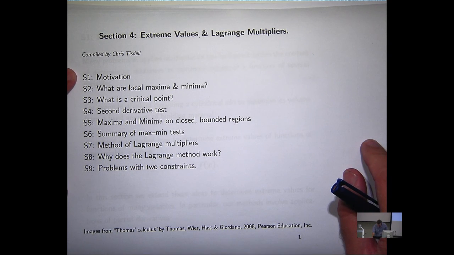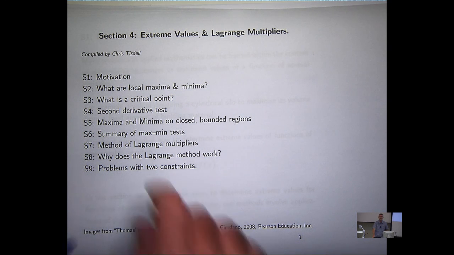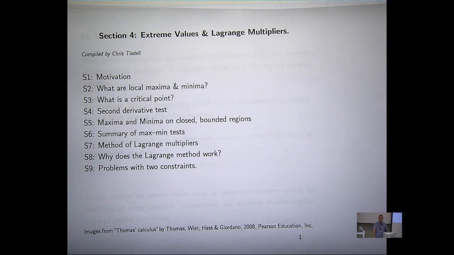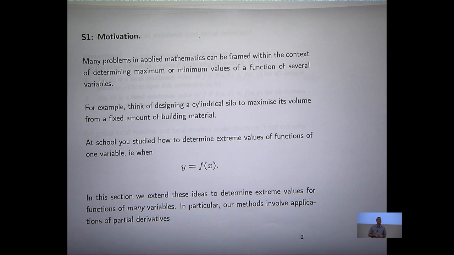So what we're going to talk about today, we're going to motivate the subject. We're going to define what we mean by maxima and minima. And we're going to talk about critical points. Okay. And again, this is all for functions of two variables.